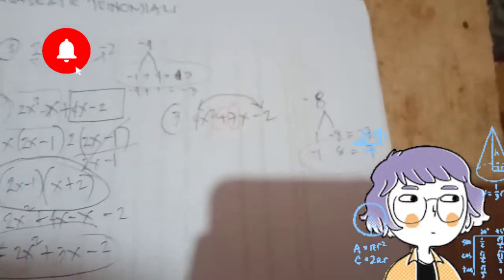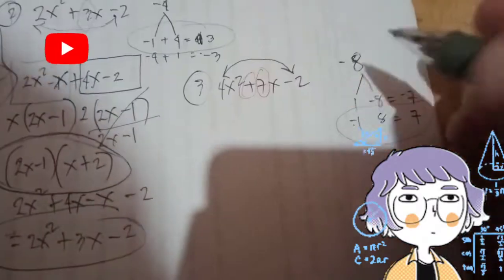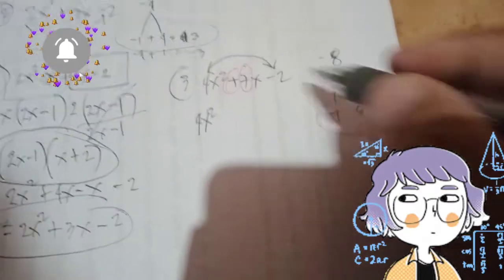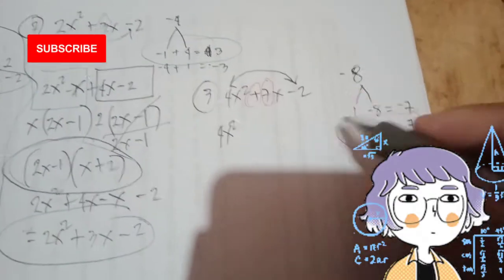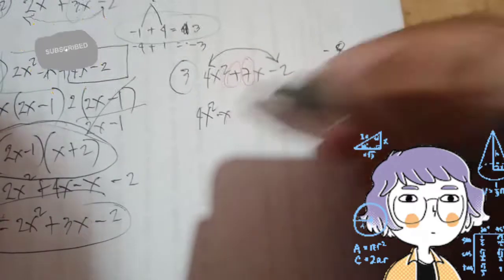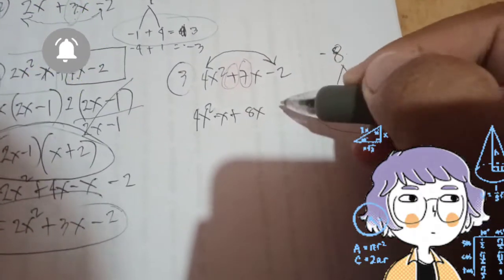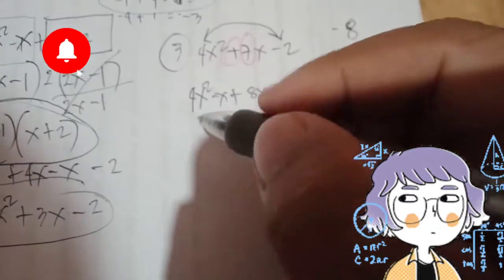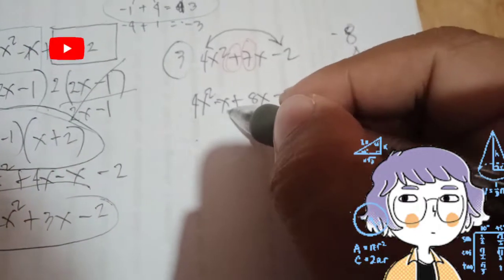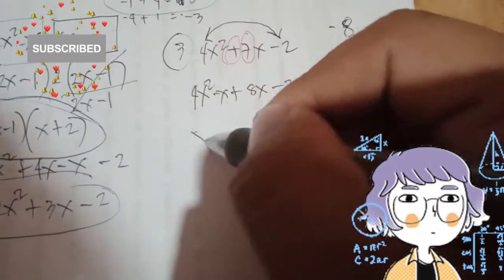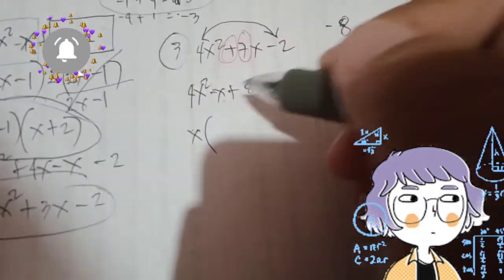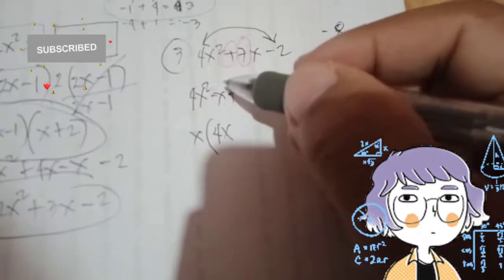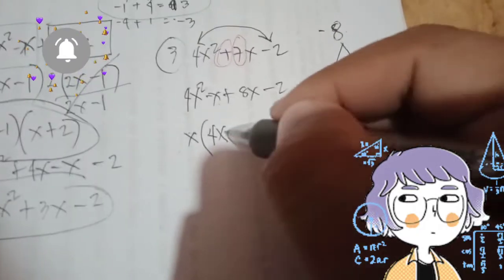Next step is to rewrite. Instead of plus 7x, substitute negative x plus 8x minus 2. Now you can start factoring. For 4x squared and negative x, the common factor is x. 4x squared divided by x is 4x, and negative x divided by x is negative 1.